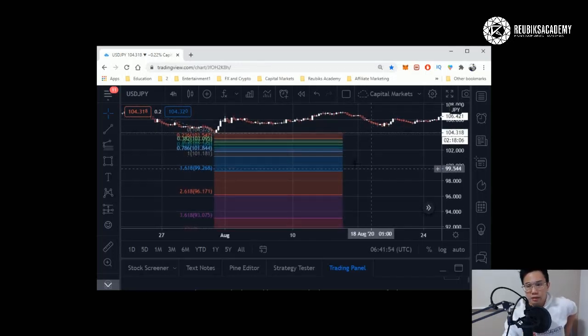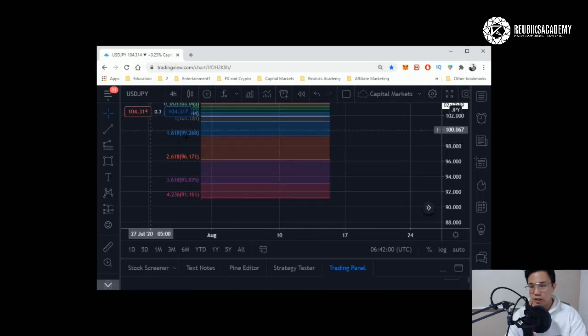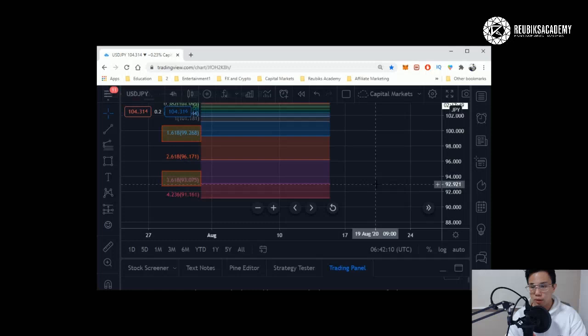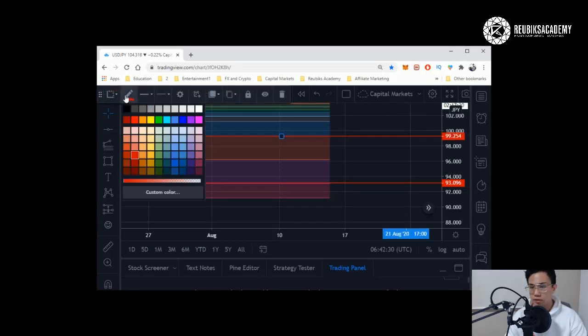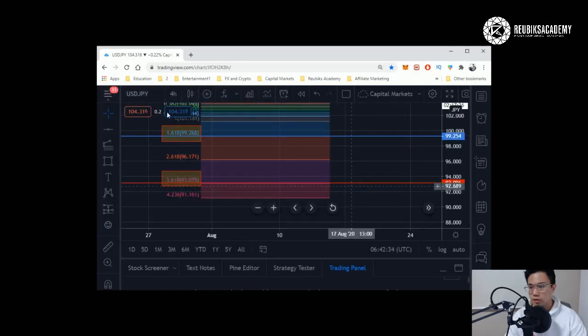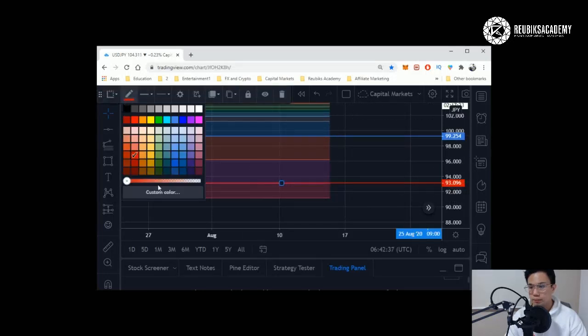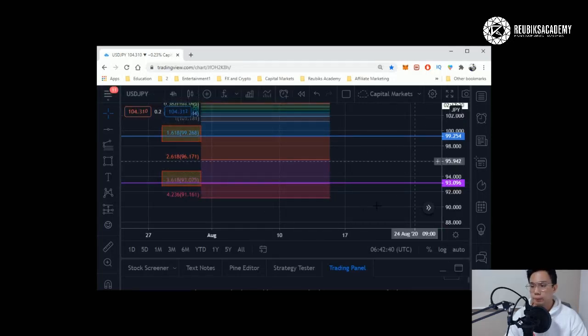Usually I will note the 1.618 level. I will note the 3.618 level. These are the two key levels to watch, the 1.618 level and the 3.618 level. So what you can do is draw a horizontal line here, then draw another one here. So these are the two levels to watch. You can put this as a different color.